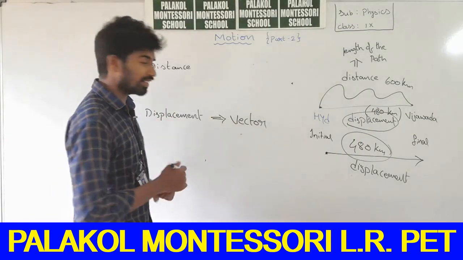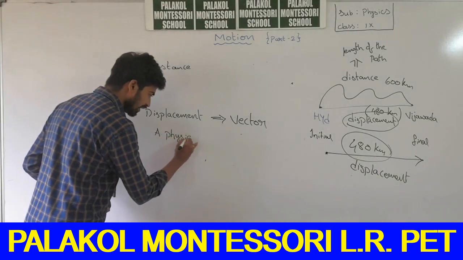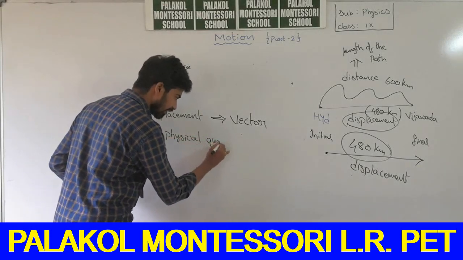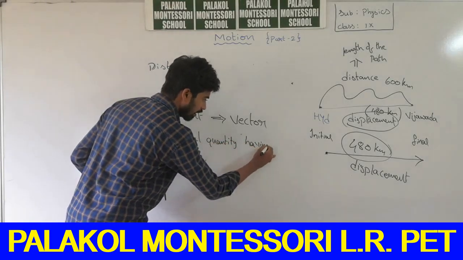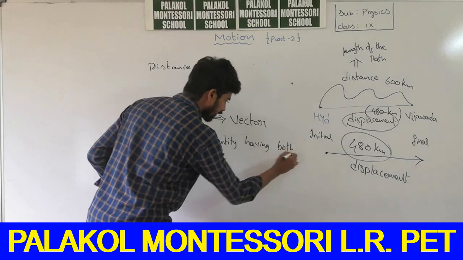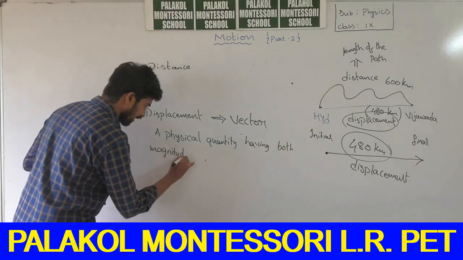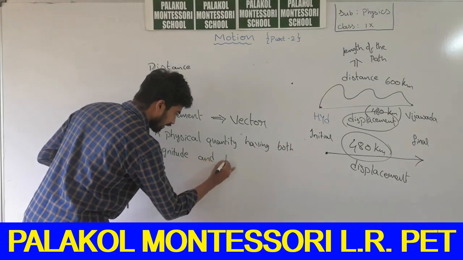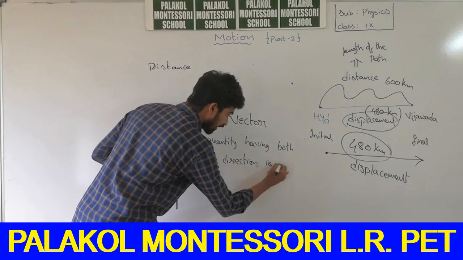What is a vector? A physical quantity having both magnitude and direction is called a vector.